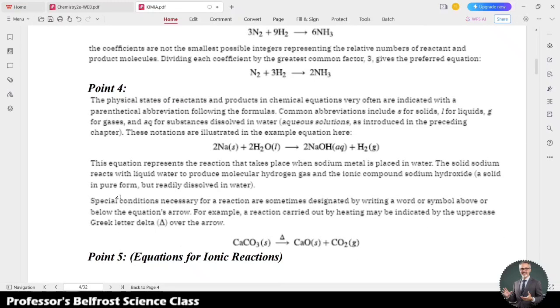And also there are special conditions that are necessary for a reaction. They are sometimes designated by writing a word or symbol above the equation arrow. For example, the most common one is the Greek letter delta, which is like a triangle over an arrow, to indicate that this reaction is carried out by heating, or that there is a combustion that occurs when we do this chemical reaction.